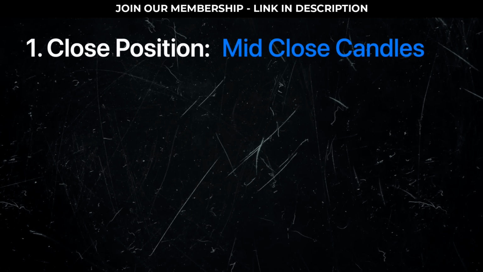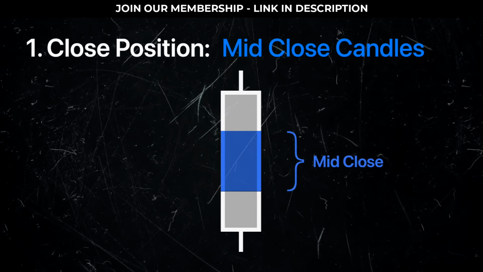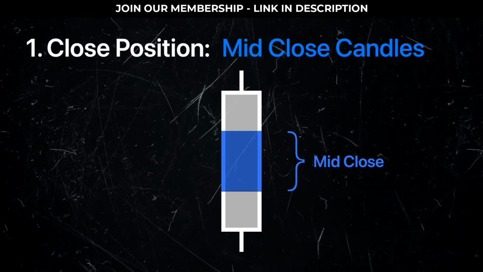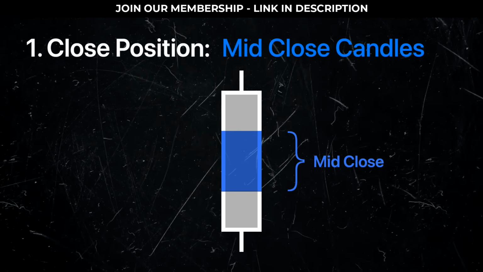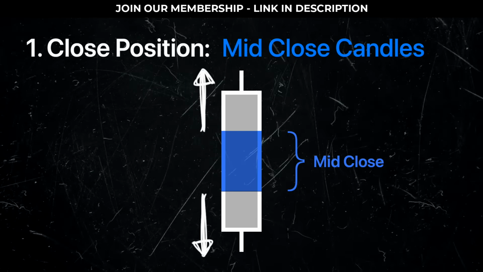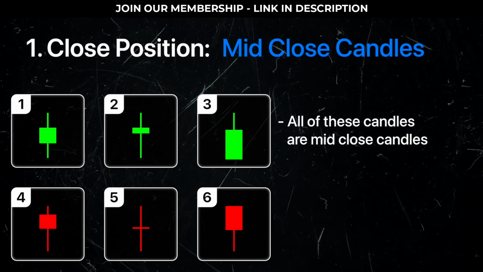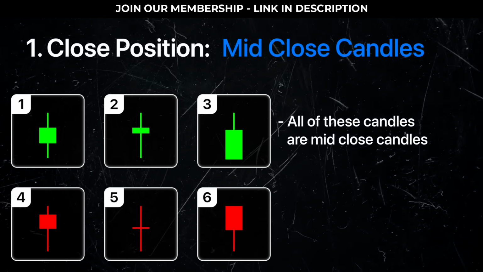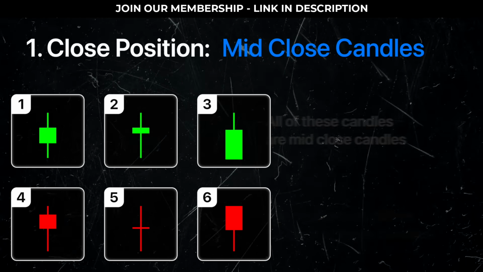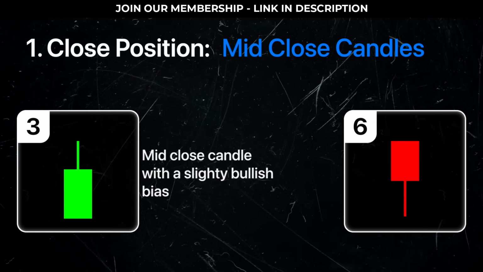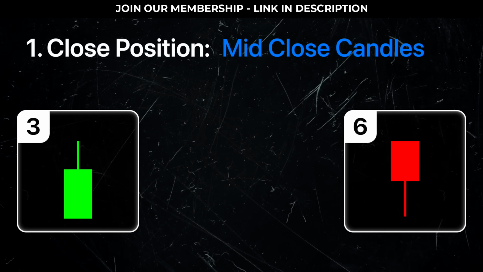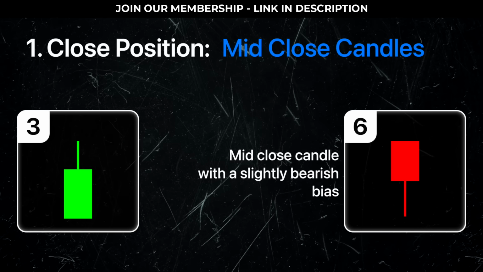Then, we have the mid-close candles. A mid-close candle is a candle with the closing price in the middle third of the candle range. Mid-close candles are considered neutral because the price moved above and below before closing somewhere in the middle. All of these candles are mid-close candles. However, the neutralness differs for each of these candles. Candle 3 is a mid-close candle with a slightly bullish bias, while candle 6 has a slightly bearish bias.